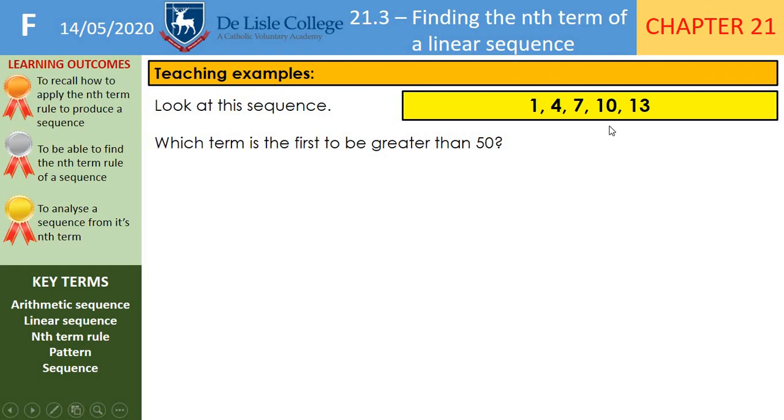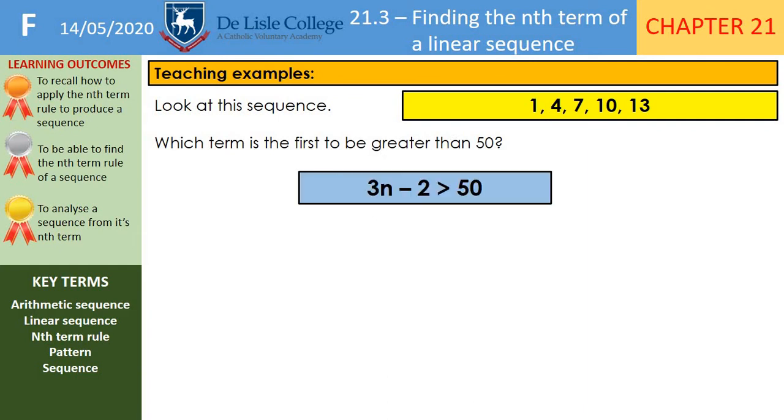So we need a system. And the first thing you do is you find out what the nth term rule is. So to get from 1 to 4 and 4 to 7 and so on, you add 3. So the first part of your nth term rule is 3n. Well, 3 times 1 is 3, but we don't want 3, we want 1, so we subtract 2. 3 times 2 is 6, we subtract 2 to get 4. But it's got here that greater than symbol that you've looked at before in Key Stage 3 and Key Stage 4, because it says which term is the first to be greater than 50. So we do our nth term rule, greater than 50. Now, if we go back to chapter 15 where we looked at linear equations, we want to know what n is.